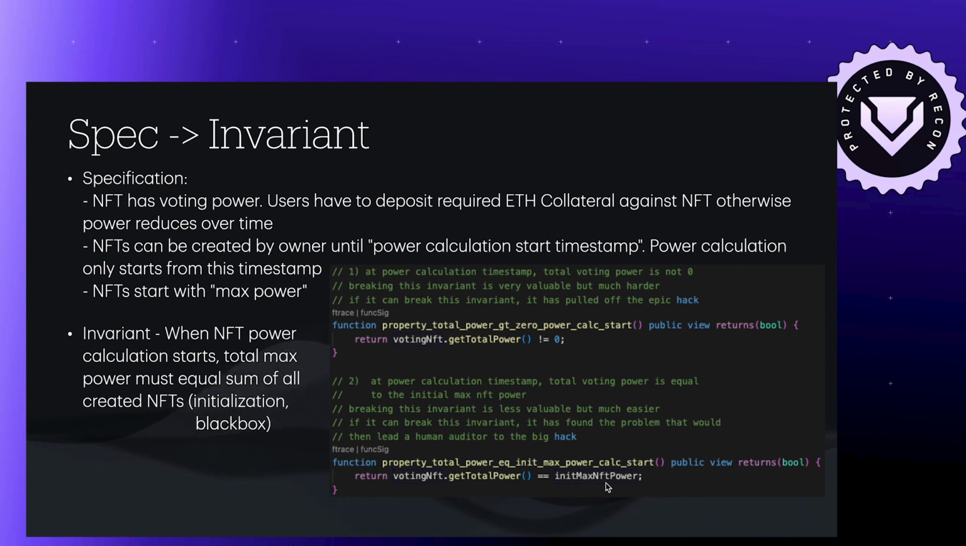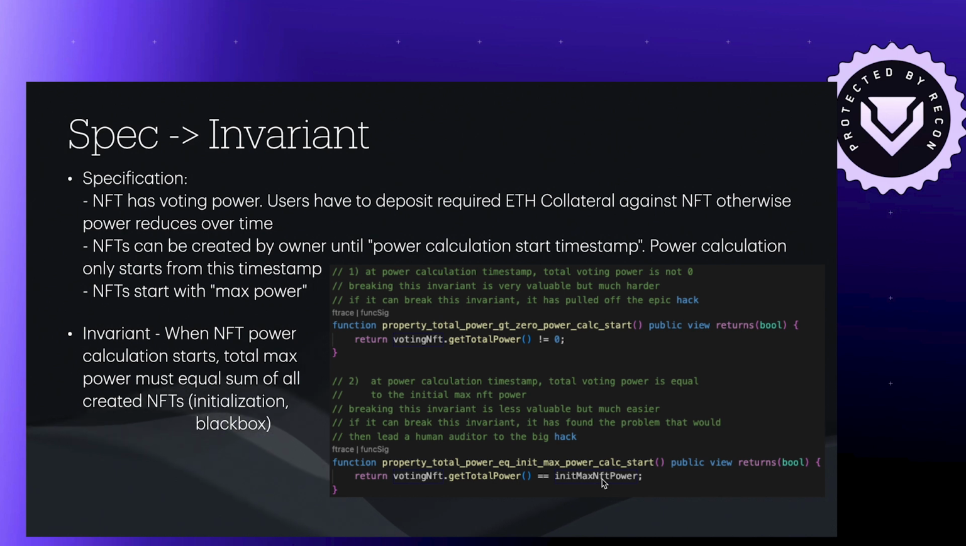In fuzzers, you define ghost variables and you populate them in your handlers. This ghost variable is just calculated when we do the setup, by calculating how many NFTs we have and then multiplying it by the max power per NFT. So these invariants are very, very simple, right? We don't need to read the code. We don't really care what the code does. We just have these invariants purely from a spec.